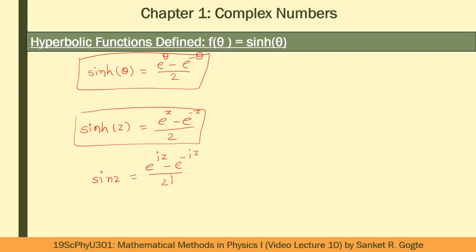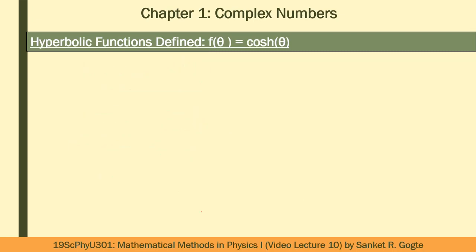So if we get rid of all these i's or the imaginary numbers in this equation, we get the definition of hyperbolic sine of z. So this is how hyperbolic sine is defined. Now let's define hyperbolic cos of a complex number, which is equal to e to the power z plus e to the power minus z by 2.